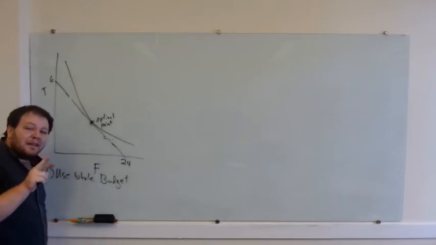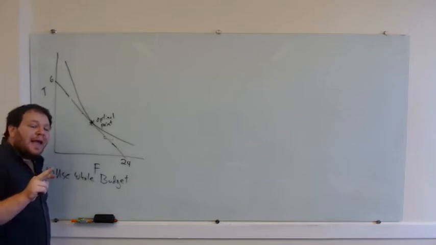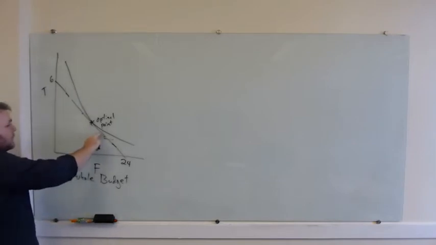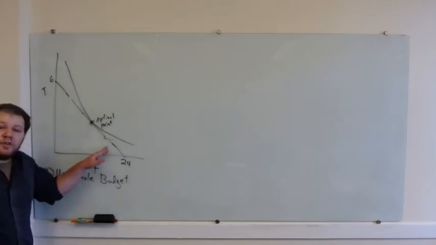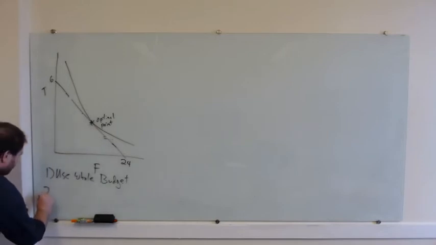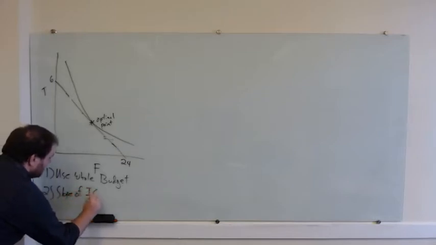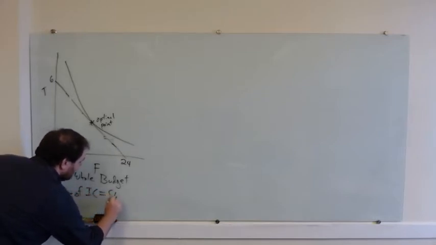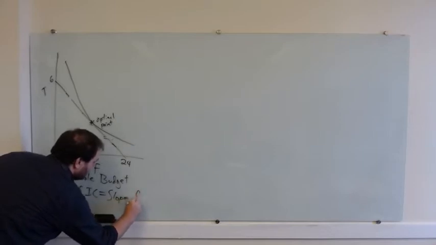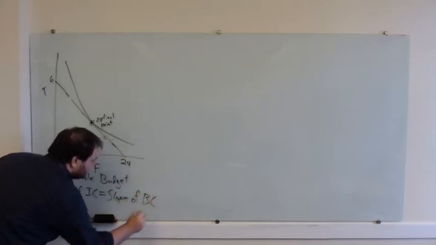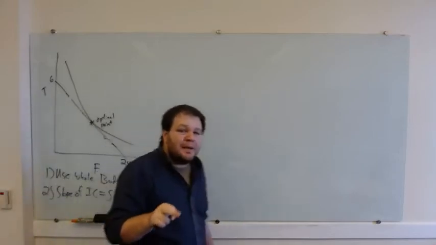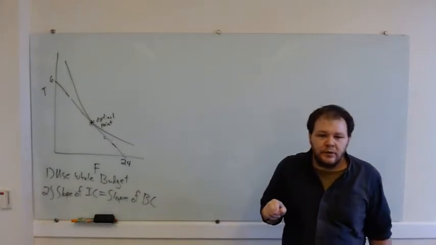The second property is a little harder to see, and it's that the slope of our indifference curve has to be equal to the slope of our budget constraint. Slope of indifference curve equals slope of budget constraint. Let's think for a minute about why this has to be true.